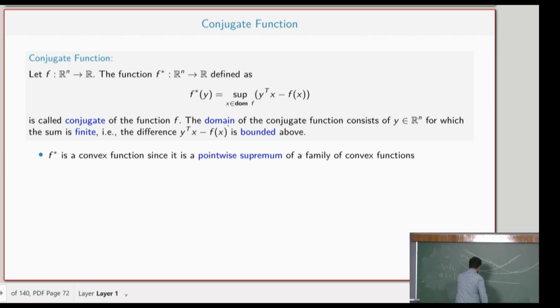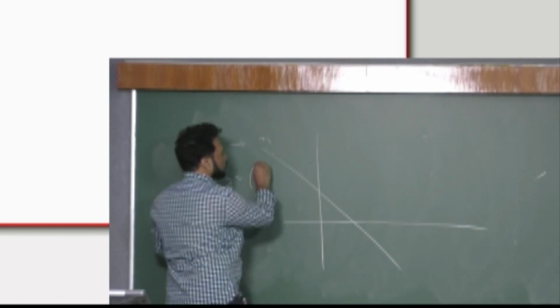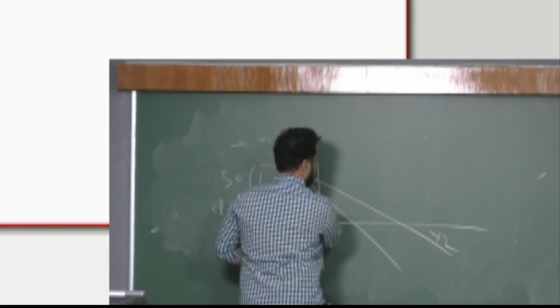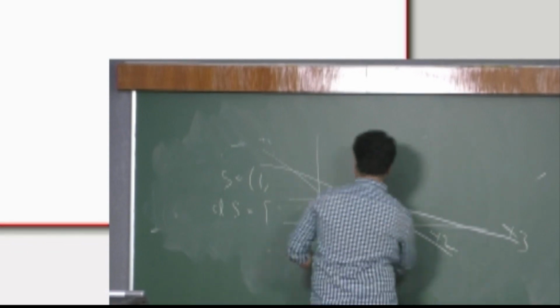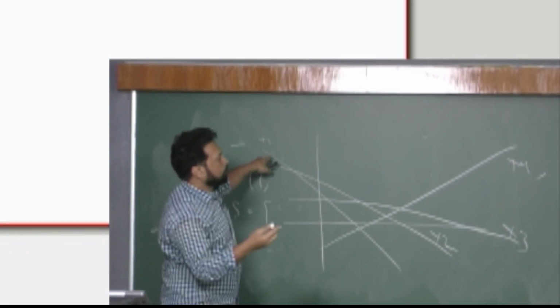So in this case, these are essentially linear functions. If we see the intuition behind this, then the conjugate is a convex function because these guys are linear, right? So it could be this for some x1, this could be this for some x2, this could be this for some x3, this for some x4.